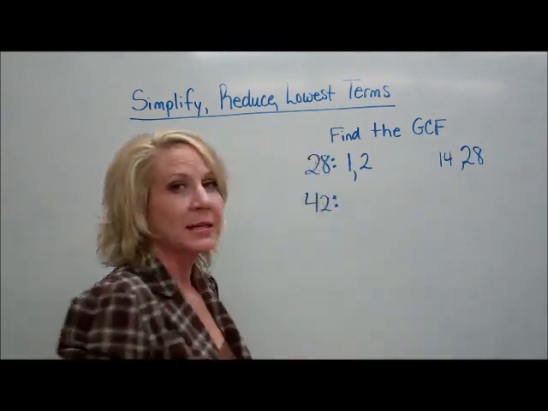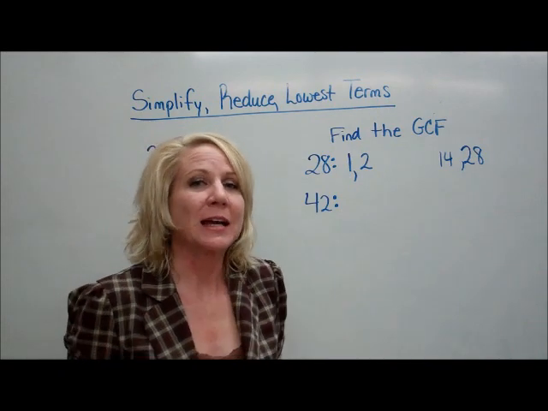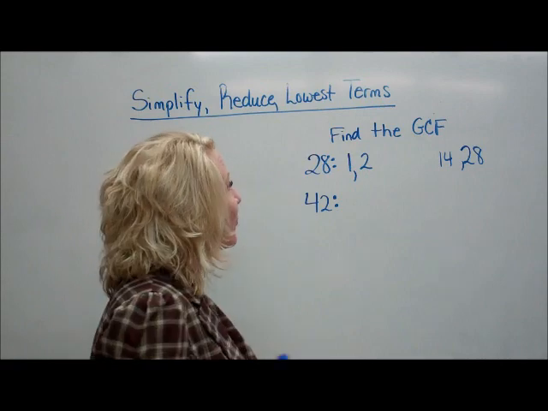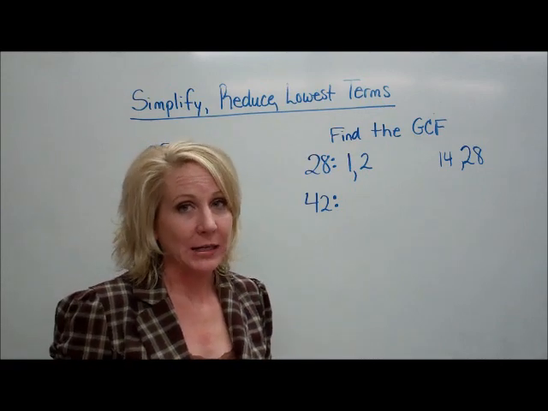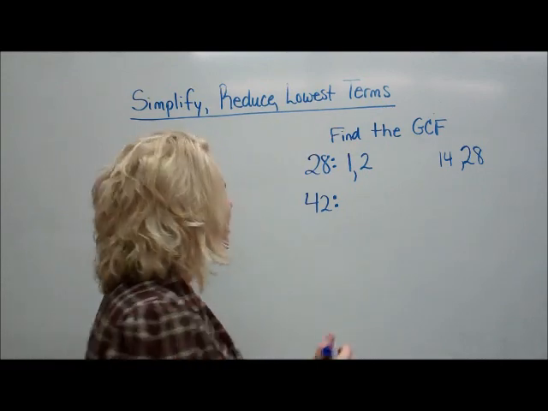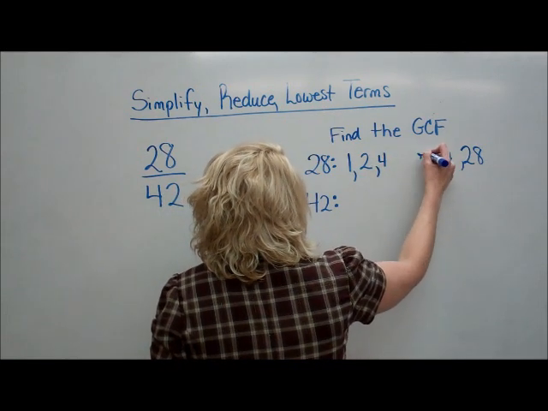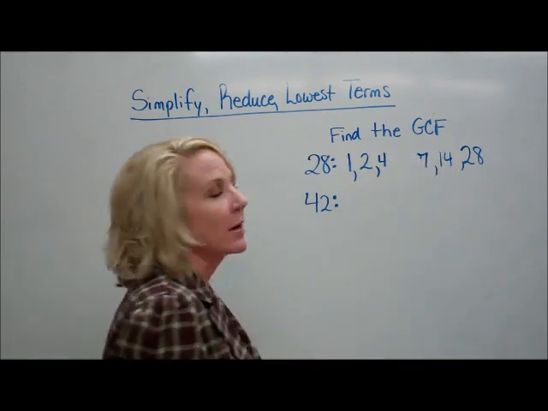The student goes to the next counting number, 3. Does 3 times any number equal 28? And the answer would be no. Does 4 times any number equal 28? The answer would be yes. 4, we put that here, times 7. Then we go to the next counting number.